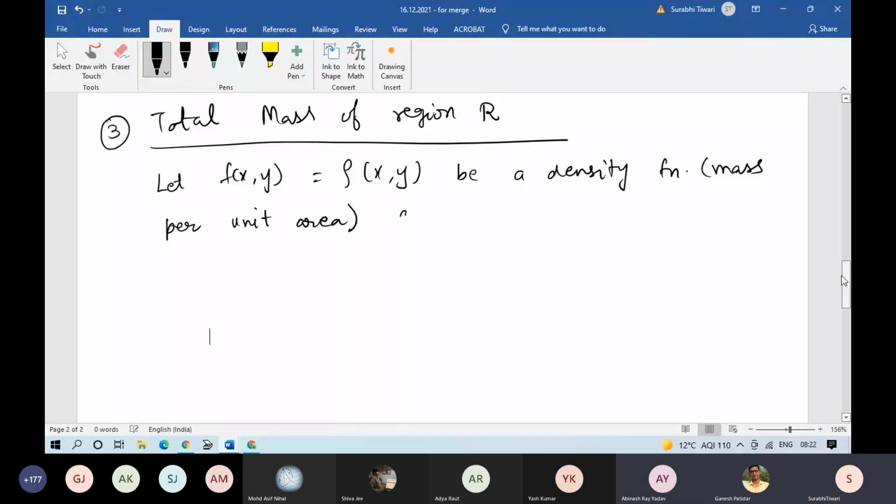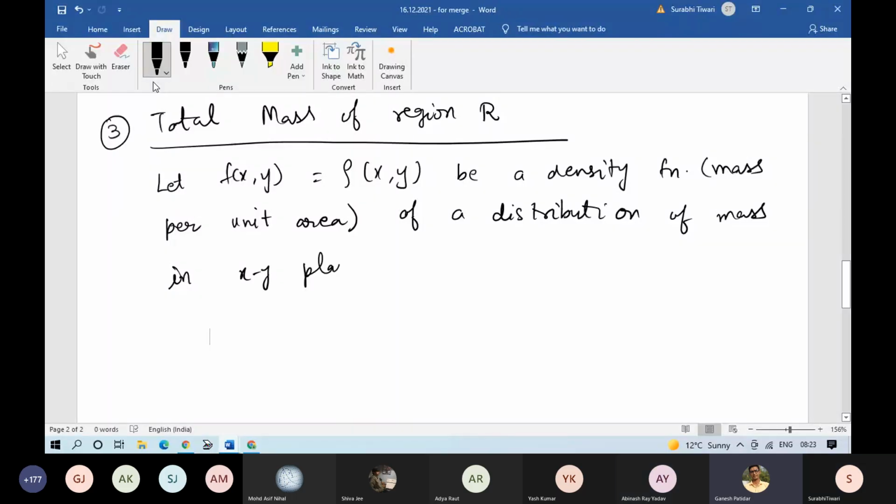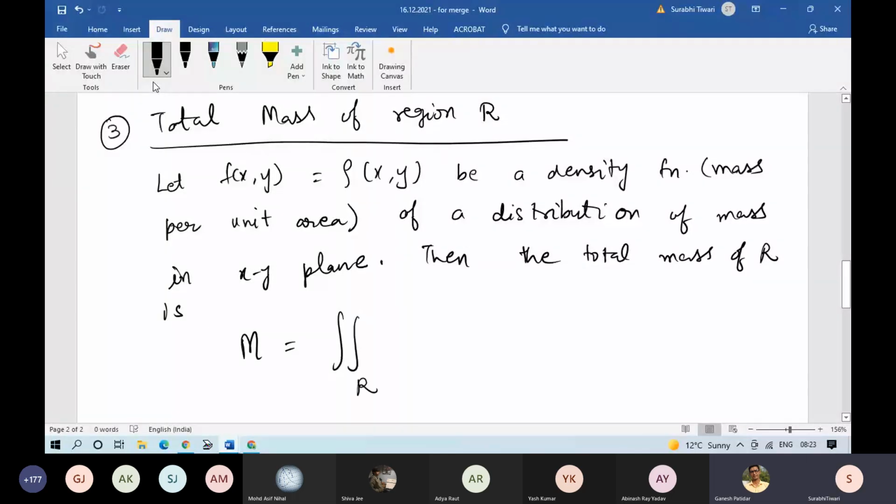Of a distribution of mass m in the xy plane. Then the total mass of R is capital M is equal to the double integration over the region R of f of x, y dx dy. Okay, so this is the mass.